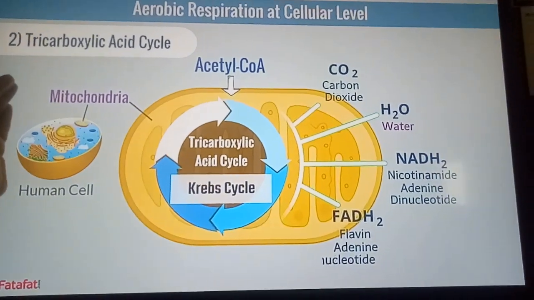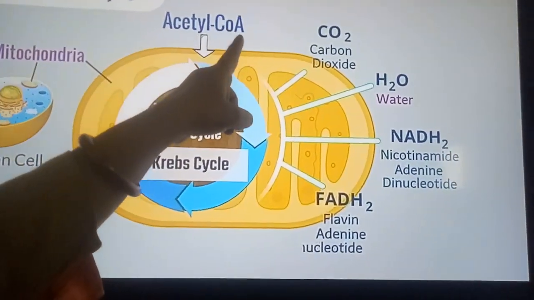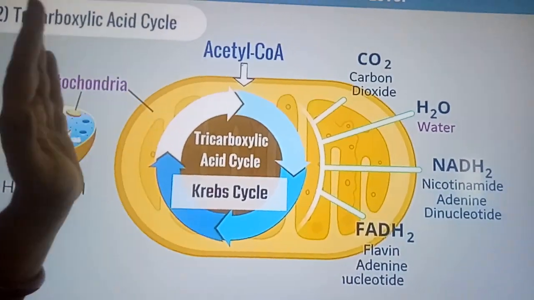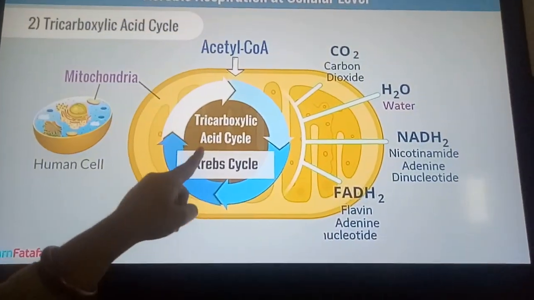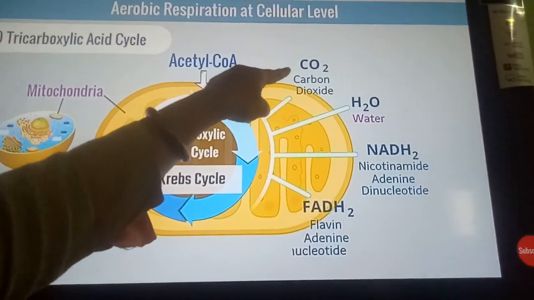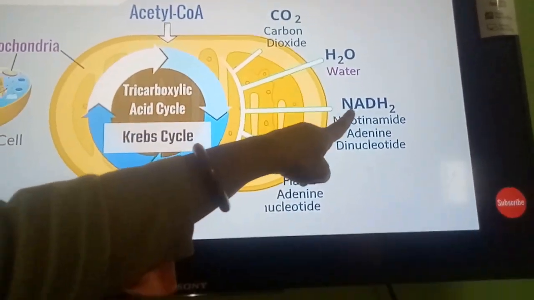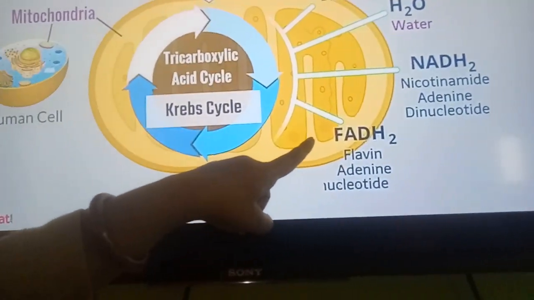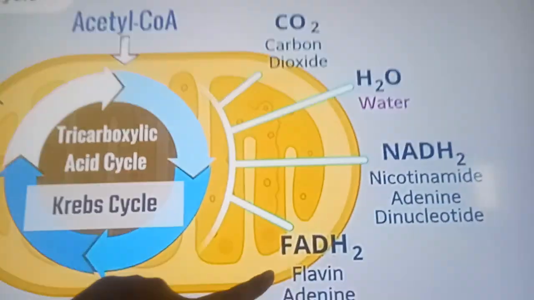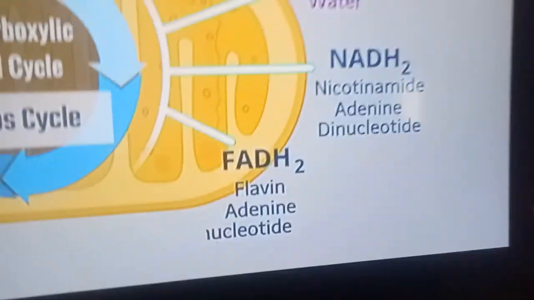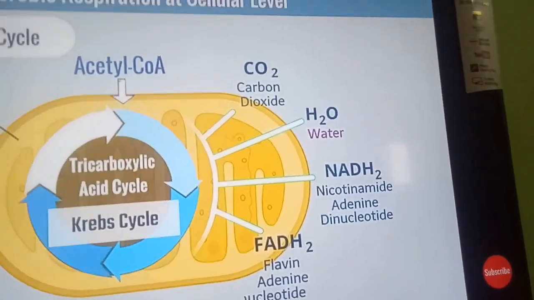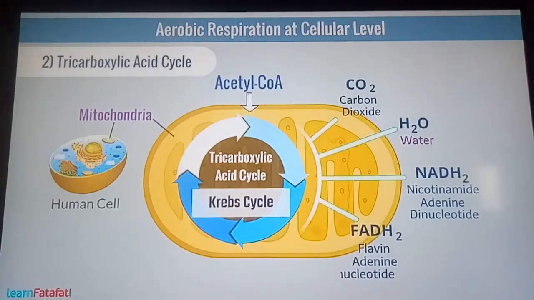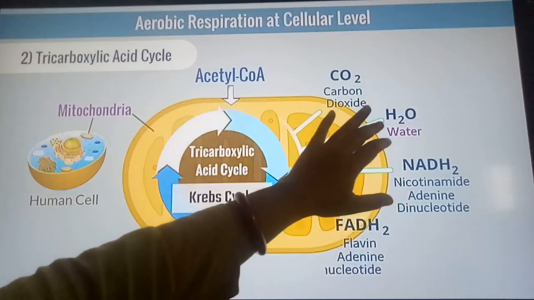In the first reaction, the byproduct formed, acetyl-CoA, will go into the mitochondria, and it will be oxidized in the presence of oxygen to produce carbon dioxide, water, NADH2, which is nicotinamide adenine dinucleotide, and also FADH2, that is flavin adenine dinucleotide. This is the reaction taking place in the Krebs cycle. But till now you see that energy has not been produced. Only carbon dioxide and water are produced.